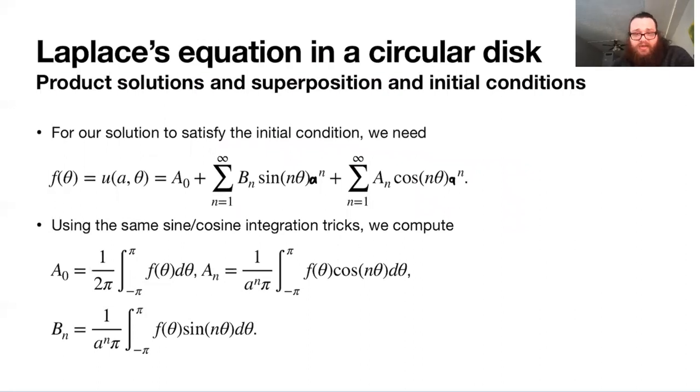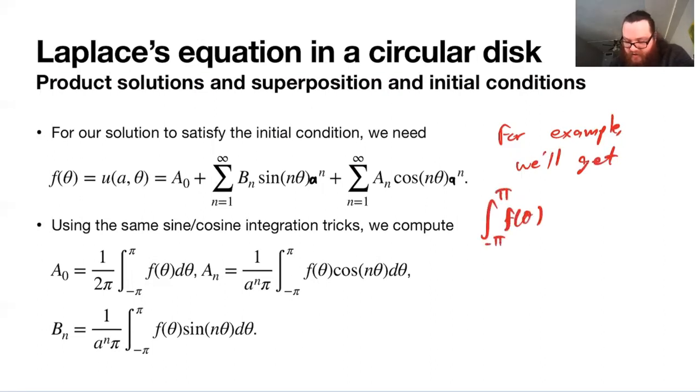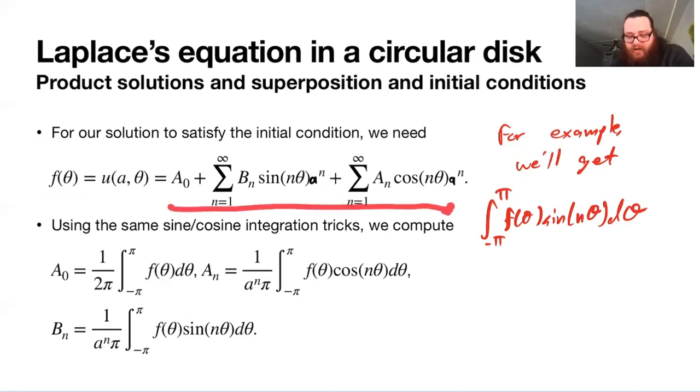But what we can do is use the same exact technique that we used before, where we multiply by, say, sine of n theta and integrate from negative pi to pi. These terms are going to go away, and these terms are going to go away. So we're left with, for example, the integral from negative pi to pi of f of theta sine of n theta d theta. That's multiplying the left-hand side by sine of n theta and integrating, and multiplying the right-hand side by sine of n theta and integrating. All of these terms are going to go away.